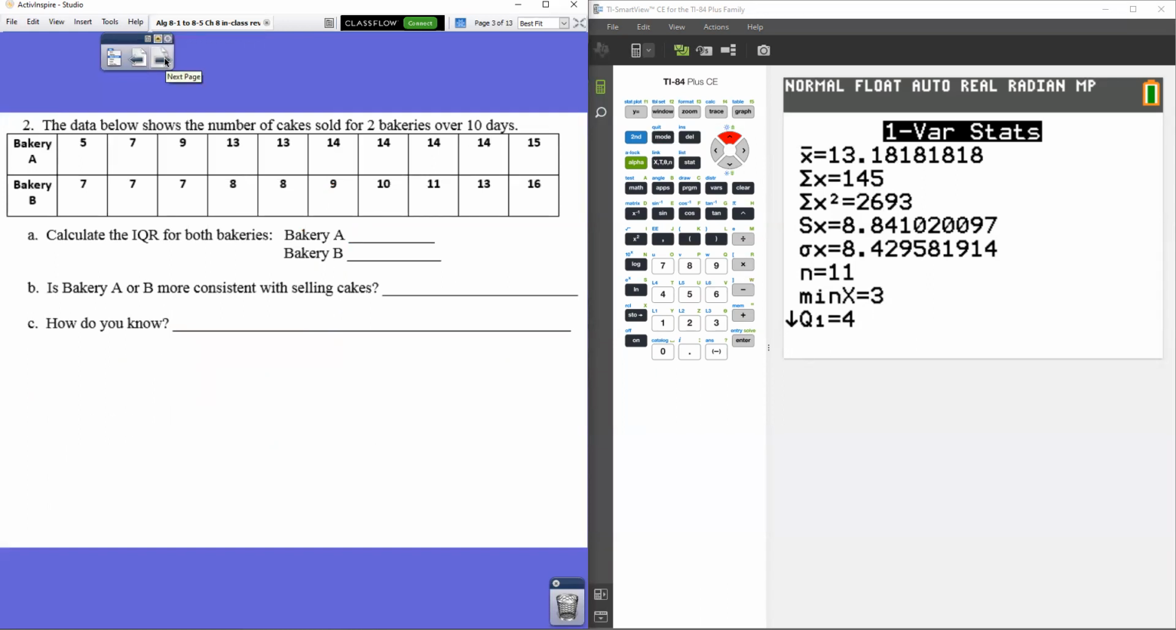Now, question number two has two different bakeries, and they want you to calculate the IQR for both bakeries. Let me give you some of the data just to save ourselves some time here. When you go to type this into your L1 and type bakery B into your L2, when you go to do your 5-number summary, Q1 for bakery A is 9, Q3 for bakery A is 14. Go ahead and find the IQR. For bakery B, Q1 is 7 and Q3 is 11. Go ahead and find the IQR for both of them, and then determine whether bakery A or B is more consistent, and how do you know?